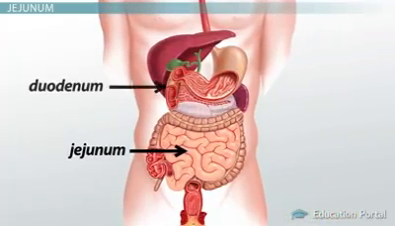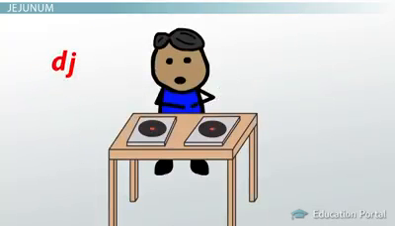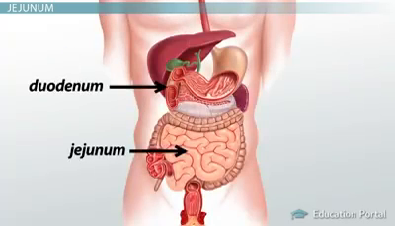To help you remember the order of these 2 first sections of the small intestine, you might want to remember that their names, duodenum and jejunum, start with the letters D and J. And since a DJ is the one at the party that gets the action started, you can think of the first 2 sections of the small intestine as the part of your digestive tract that gets things started.